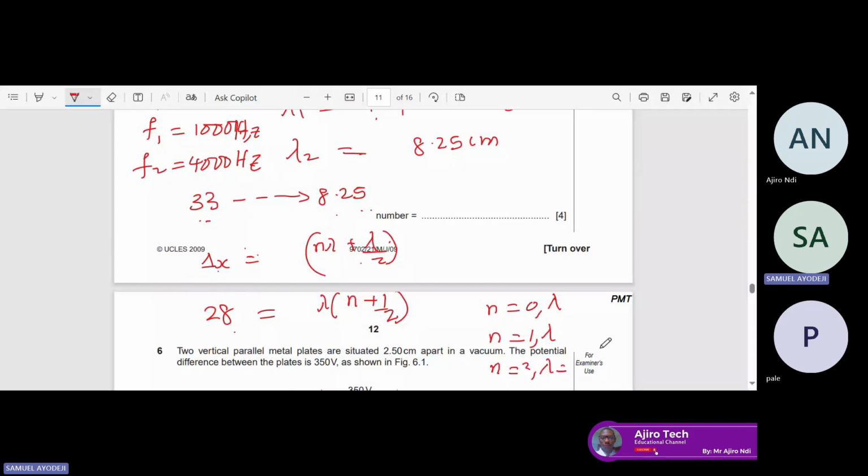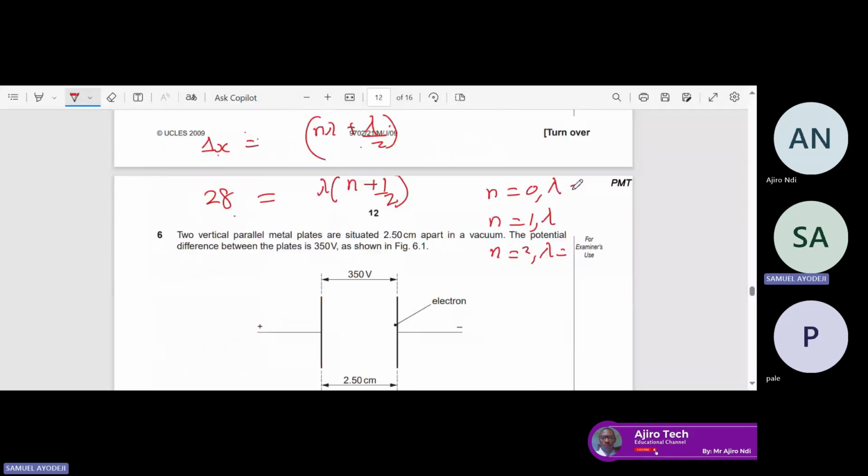So let me see what will happen. Do all this calculation for me. Let me see, when n is equal to 3. When n is 0, the wavelength is 56. The wavelength is what? 56. Okay, fine.